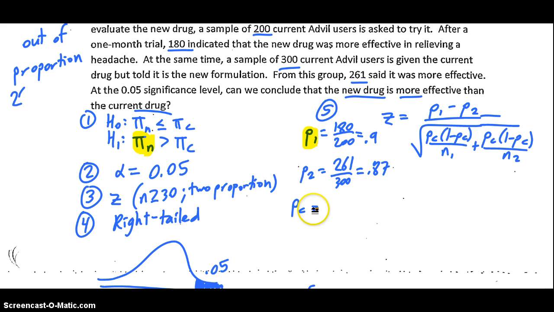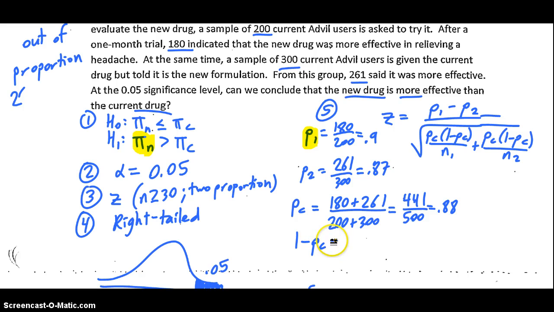Your combined probability is simply add the two successes, if you will, from both groups over the total number of people in both groups. So it comes out to be something like 441 over 500, which is 0.88. Alright? So we can start plugging some stuff in. I'm going to do 1 minus that. 1 minus 0.88 is 0.12. So literally, you just start plugging this stuff in.